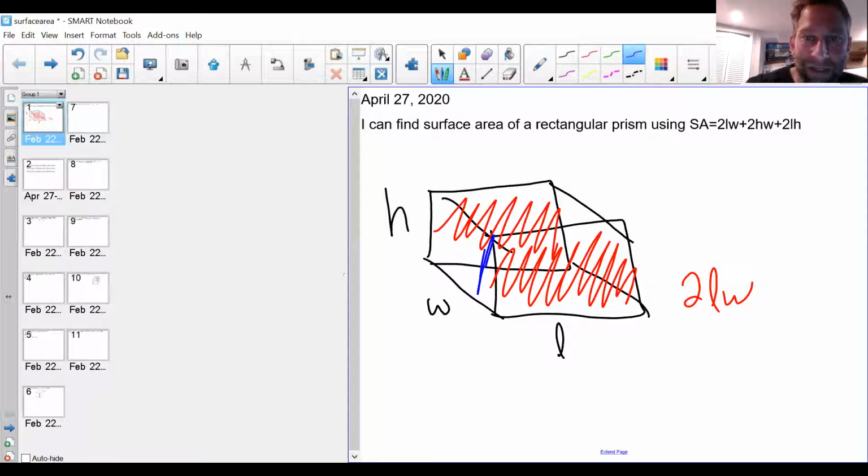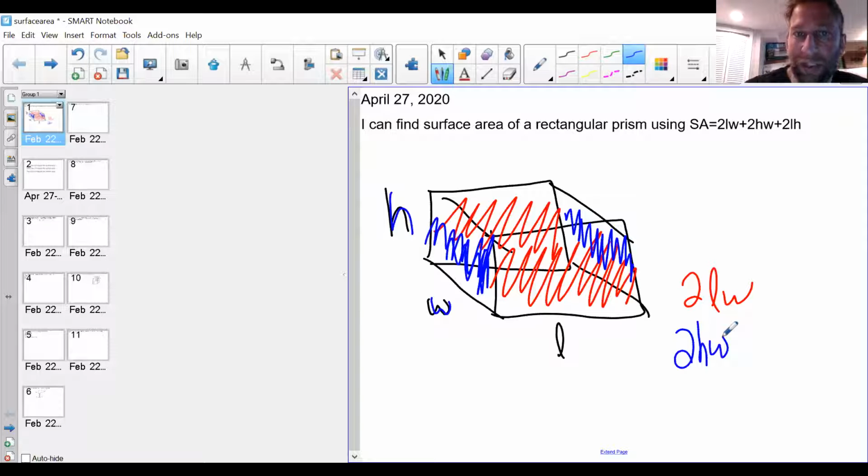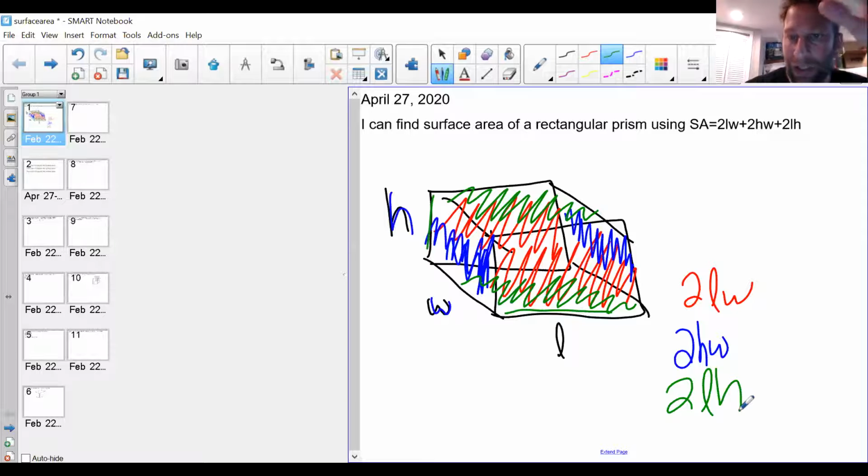Now, how about the left side and the right side? Here's the left side. Here's the right side. The left side is W times H, so since there are 2 of them, that's 2HW. And finally, the bottom and the top make up the outside pieces of this. The bottom and the top is the length and the height. So that's 2LH. So to find the surface area of the whole thing, that's going to be 2LW plus 2HW plus 2LH, and that's going to add up to be my surface area.